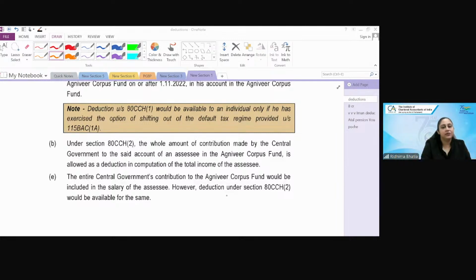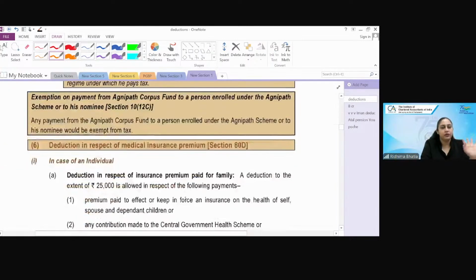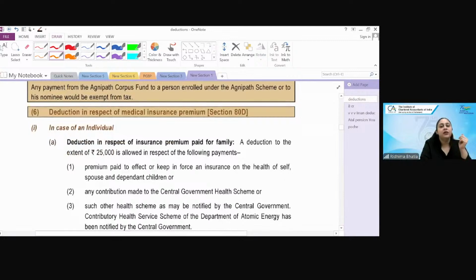ठीक है, तो वो अग्निपथ स्कीम का एक एक्स्ट्रा नॉलेज था. I hope that is useful. Now we come to a very, very important and commonly used section, 80D. Deduction in respect of medical insurance premium. ना सबको ये लगता है कि this particular section is only for medical insurance, but it has three components. We'll come to that. We have one question.